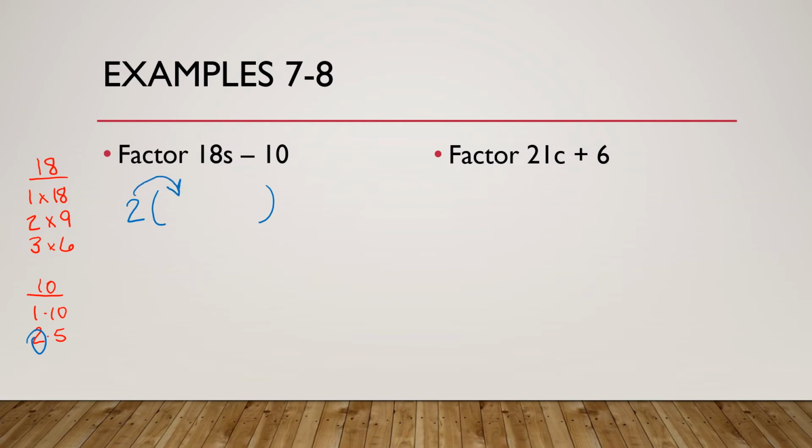So 2 times something should give us 18s, which would be 9s. Bring down your minus sign, and then 2 times something should give us 10, which would be 5. So we get 2 times the quantity 9s minus 5.